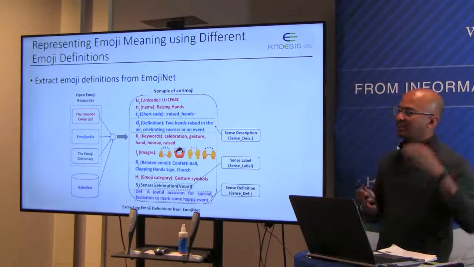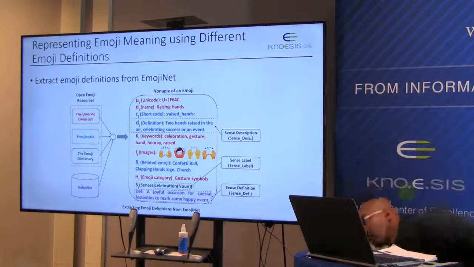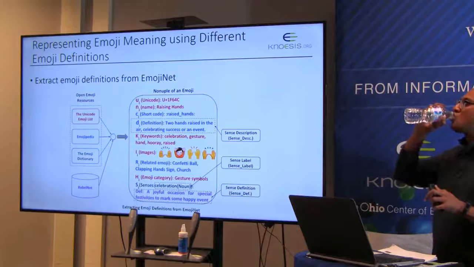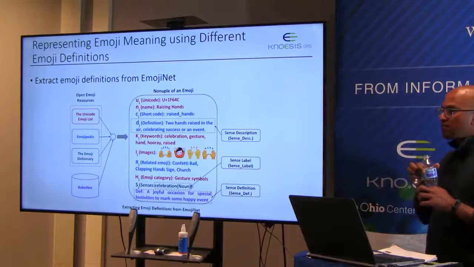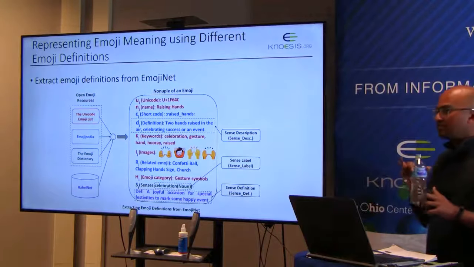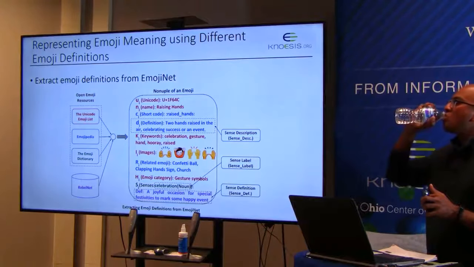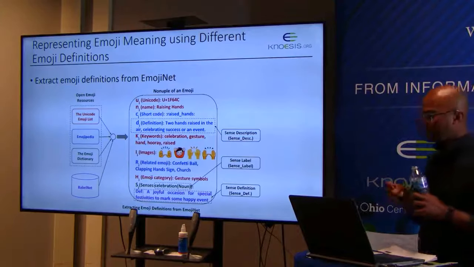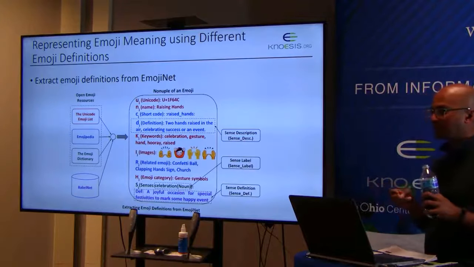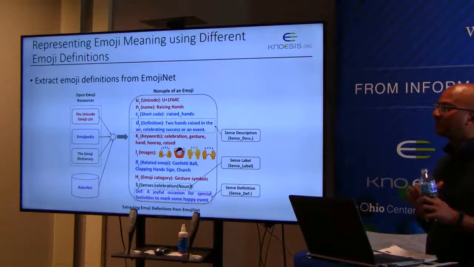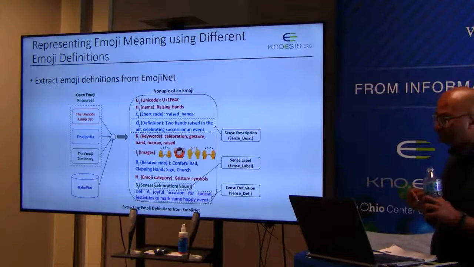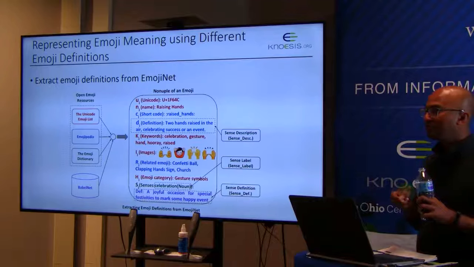Okay, so let me ask you a second question. To me, there is a difference between emoji description and emoji definition. Emoji description just tells me how the image looks like, raised hands or whatever. Emoji definition tells me in what context it gets used, like celebration or yes, pray or whatever, right? So do you separate them or you combine them?